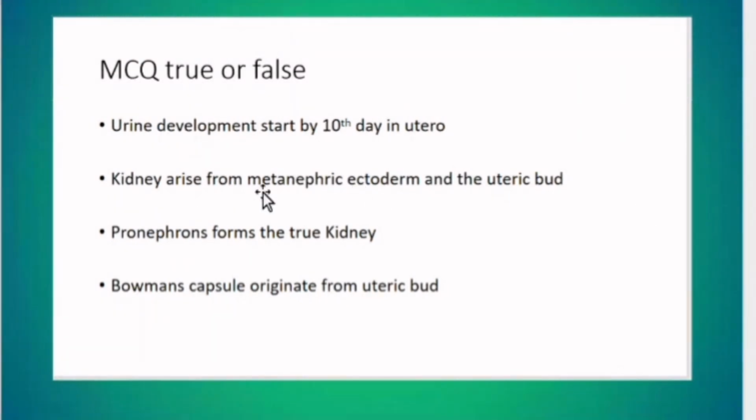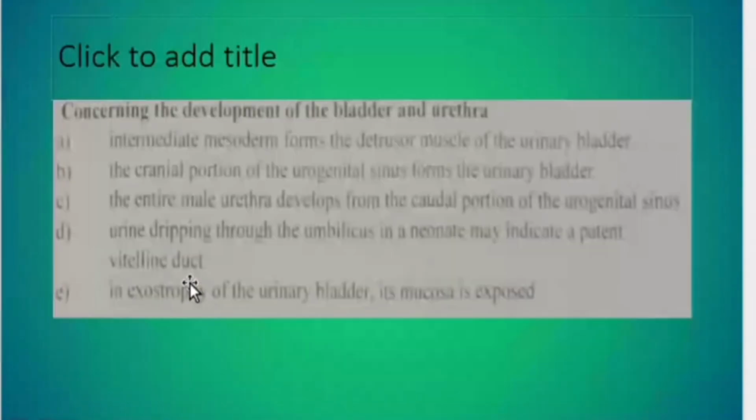Then kidney arises from metanephric ectoderm and ureteric bud. False. It arises from the metanephric mesoderm, not ectoderm, and the ureteric bud. Then Bowman's capsule originates from the ureteric bud. False. Bowman's capsule is actually part of the nephron, so this is false.